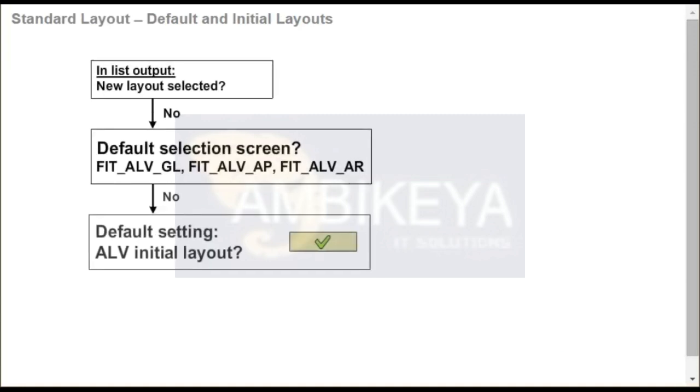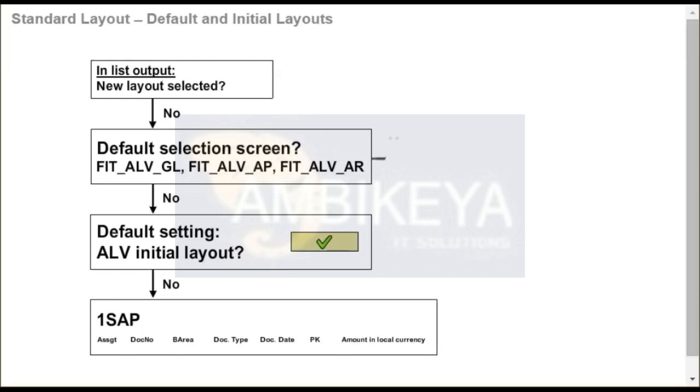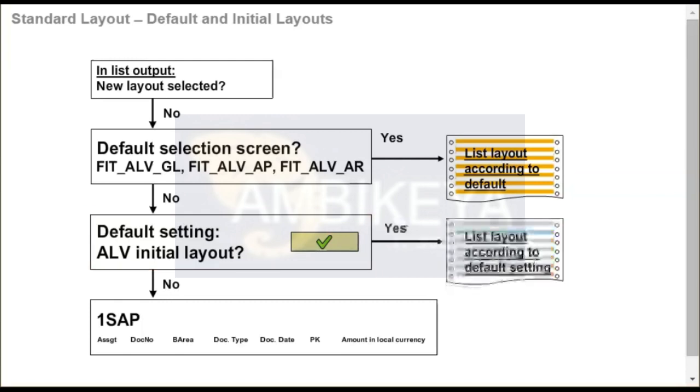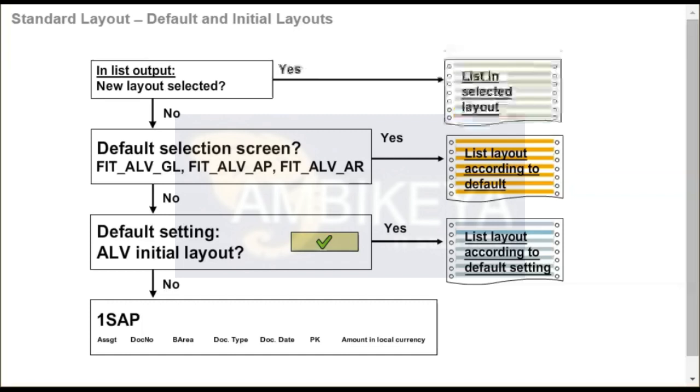If you have not set any defaults or preferences, you will see the predefined default layout, namely 1SAP. If you have chosen an ALV Initial Layout in Display Variant Management, then the ALV Initial Layout takes precedence over 1SAP and becomes valid for all users. You can set a default layout in your user parameters for each of the financial accounting, or FI, ledgers. Your user parameters take precedence over the ALV initial layout.